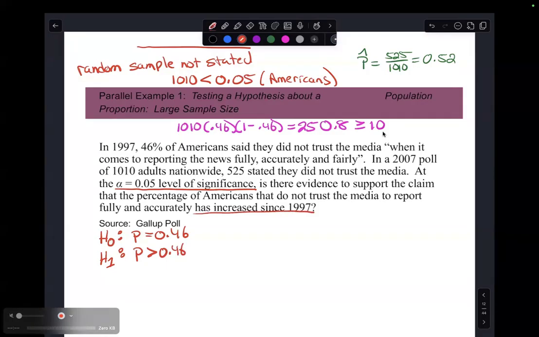Is this a left-tailed or a right-tailed test? Man, I almost messed that up. This is a right-tailed test because it has greater than. Okay, this is all the not math stuff. This is all just setting up the problem.